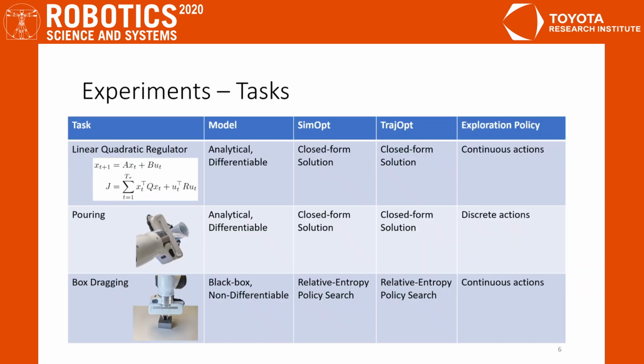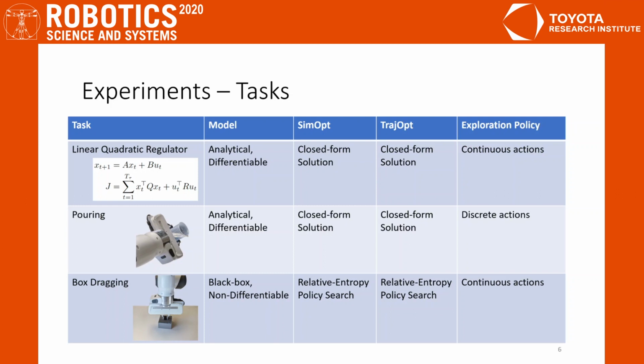We perform experiments on a variety of tasks, including a simulated linear quadratic regulator task and two real-world robot tasks: pouring and box tracking. These tasks have different instantiations of different parts of our framework. For example, for the model, the linear quadratic regulator task and the pouring task have analytical and differentiable models that we can directly optimize through.